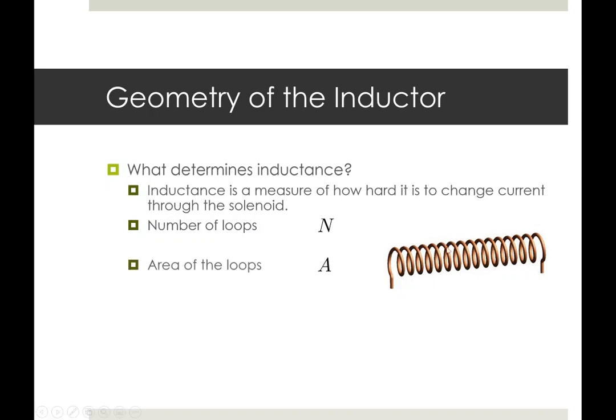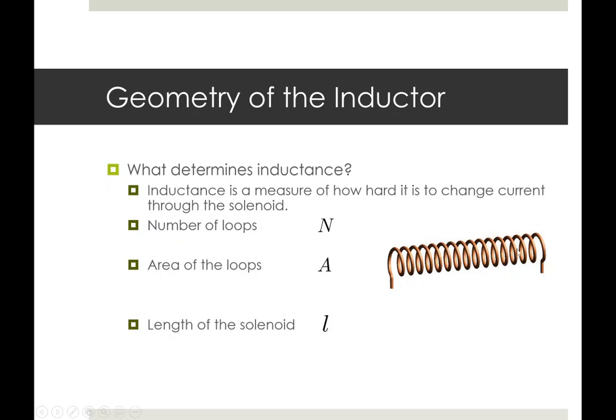The area of the loops is probably going to have some effect, though it's not clear on the outset what effect it's going to have, because we know bigger loops increases the radius, decreasing the strength of the magnetic field, but bigger area also makes for bigger flux, potentially making a bigger interaction with Faraday's law. So we're not exactly sure what the effect of the area is going to be.